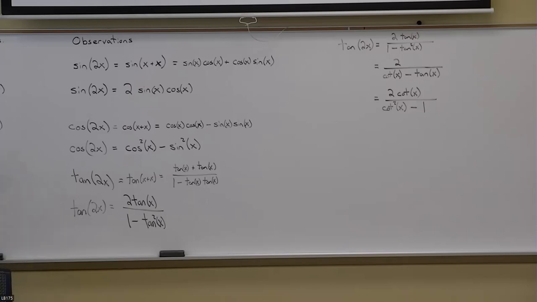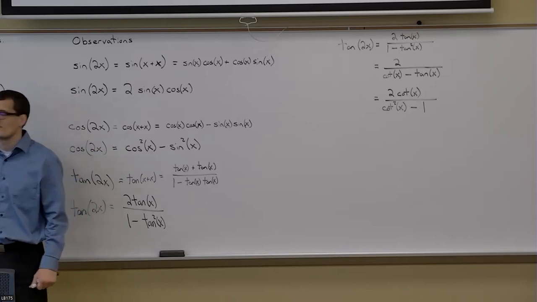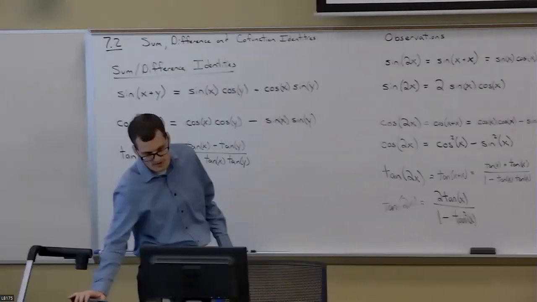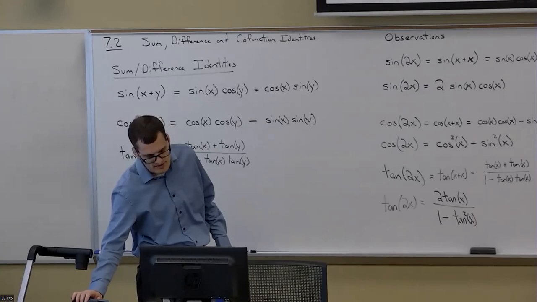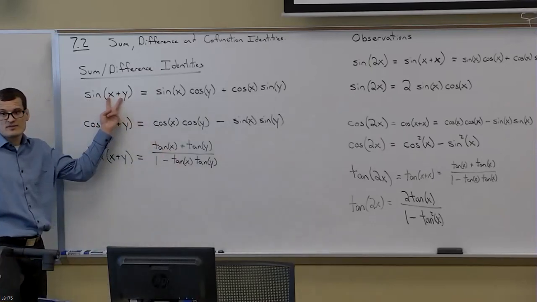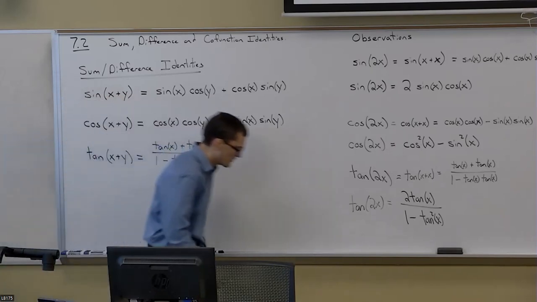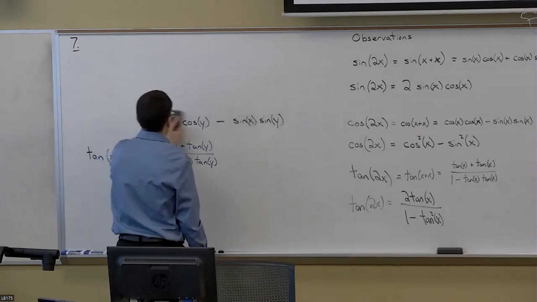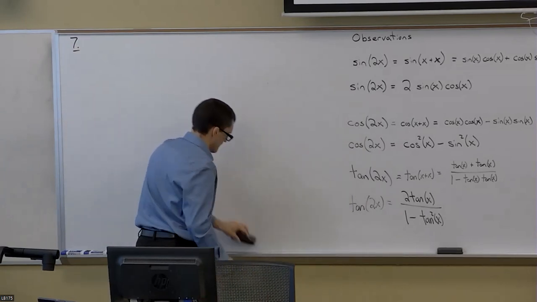By the way, you know what these are called? These are actually called double angle identities. And this is what 7.3 is all about. So 7.3 gives you these new identities, but they're actually just these sum difference identities that are specific to having the same x and x, essentially. That makes sense. So let's go right to section 7.3. Now that we've seen these identities and write them down.